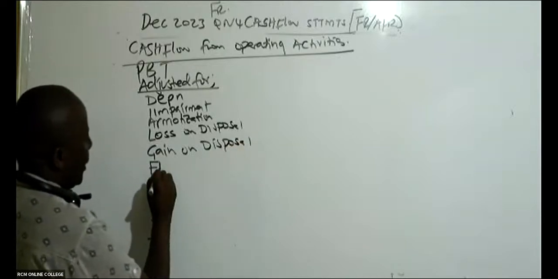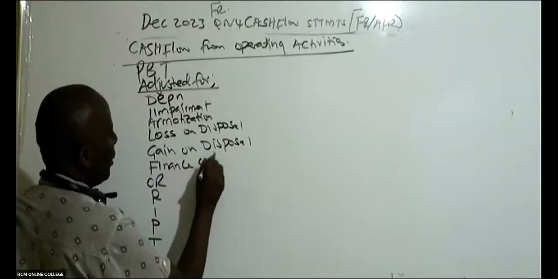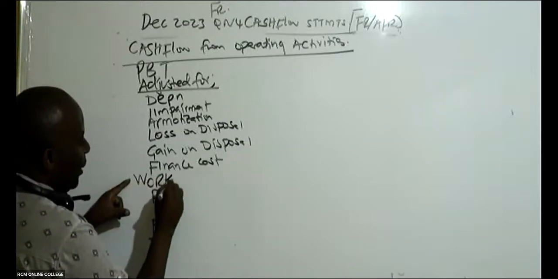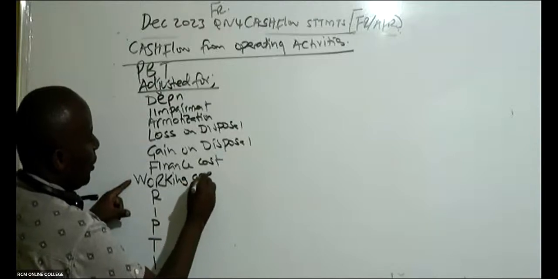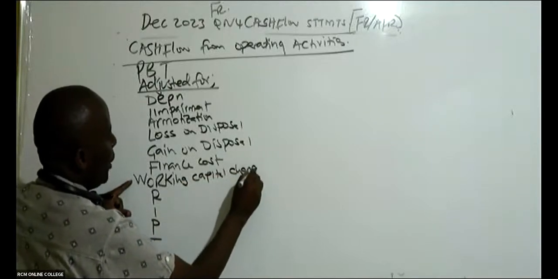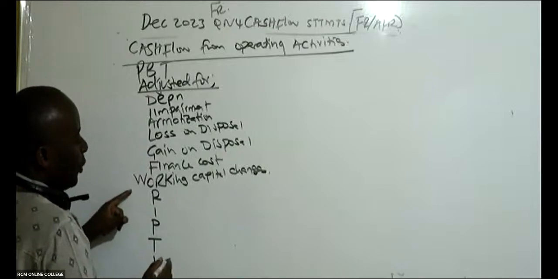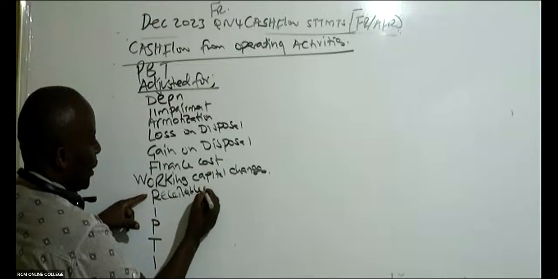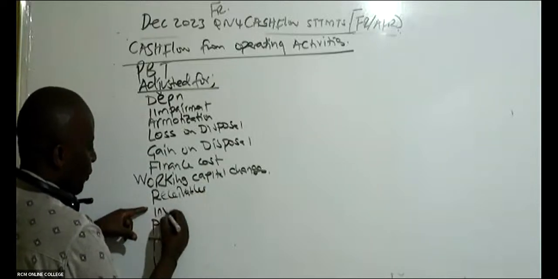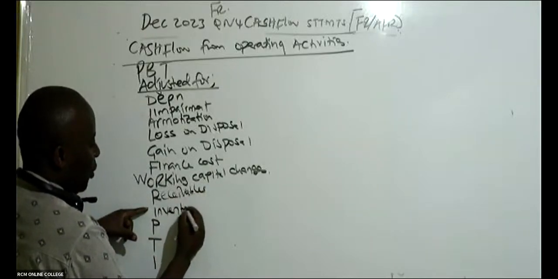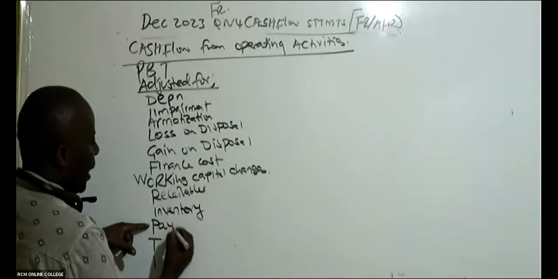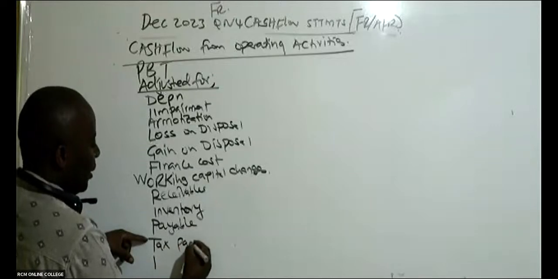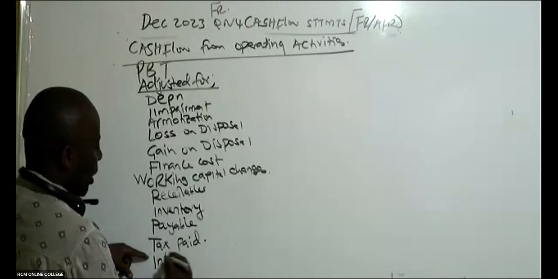All right. This is the finance cost. This stands for working capital. You write here, working capital changes. So we have here receivable. Under working capital, we have what we call receivables. We have in this case here inventory. We have here payable. We have here tax paid. And then we have what we call interest paid.